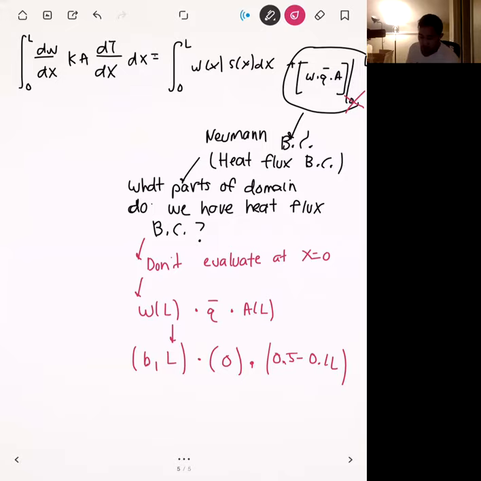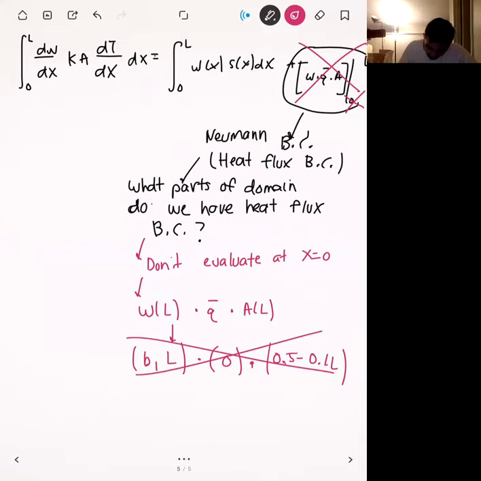You get something that's non-zero. But because we have this special case where our heat flux is 0, we can just eliminate this entire term from the expression. For this particular problem, there's no contribution from this. But remember, this is a special case where we have no heat flux there.